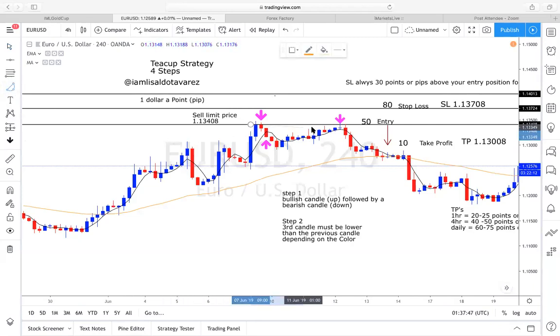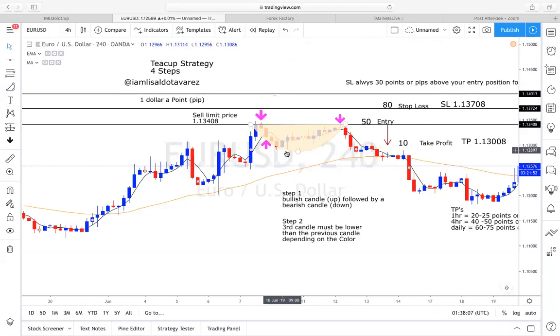You're waiting for the market to form a teacup. You see? It's like a cup. You saw these first 3 candles. You're like, oh my God, I got a teacup. Let me drag my line, place it on top of the first 2 candles. Once I place it, that line is going to be attached to a number. That number is my sell limit price.